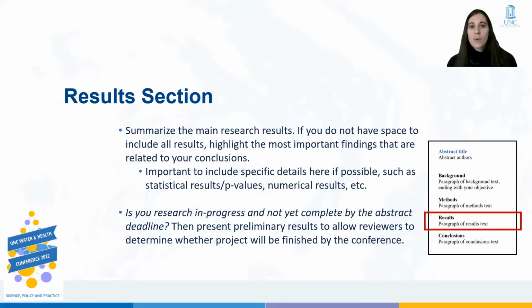Sometimes people also want to submit abstracts for research that is still in progress that they expect to be completed by the conference, and this is okay. But if you haven't yet completed the research, you can use this section to present preliminary results that will allow reviewers to determine whether or not the project will be finished by the conference.